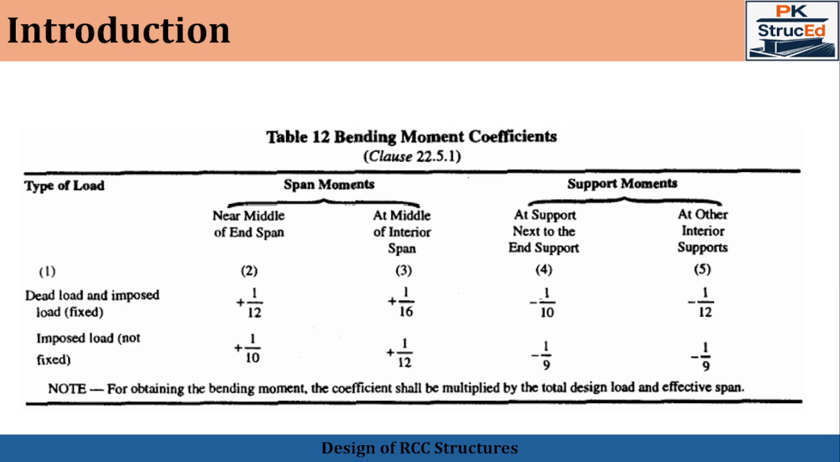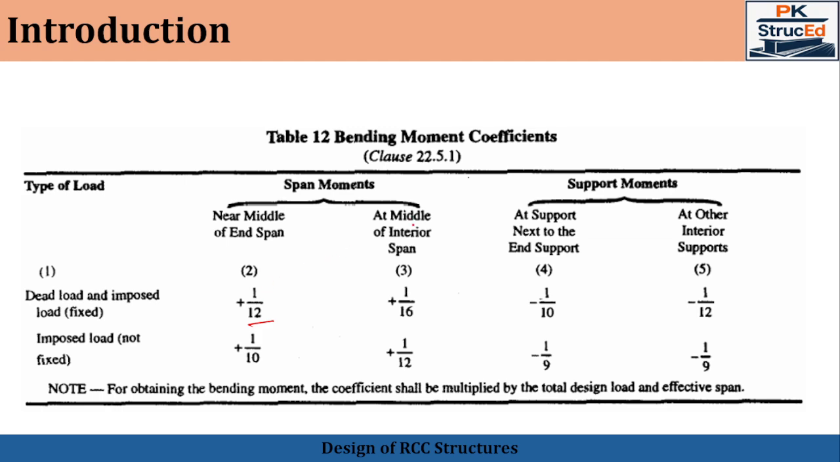So regarding the bending moments and the shear force with respect to continuous beams, IS 456 has given separate classes for the bending moment coefficients as well as shear force coefficients. Table number 12 details the bending moment coefficients for the dead loads and the live loads separately for different span conditions and different locations. If it is a dead load, near the middle of the end span, it will be considered as 1/12, that is WL square by 12.